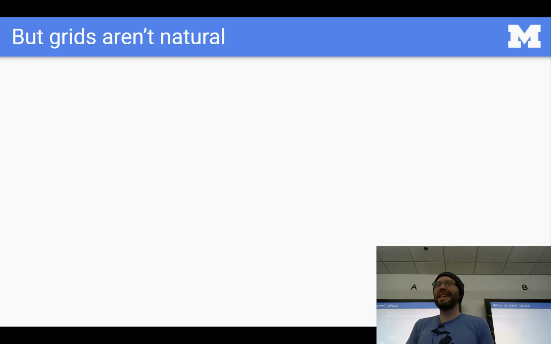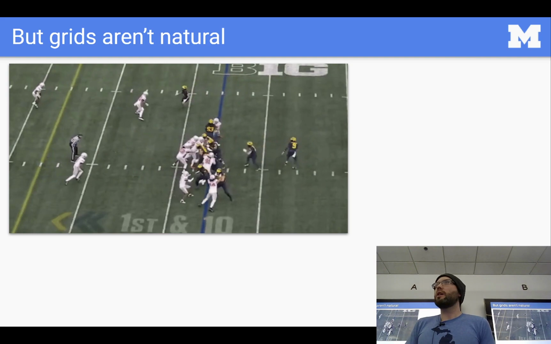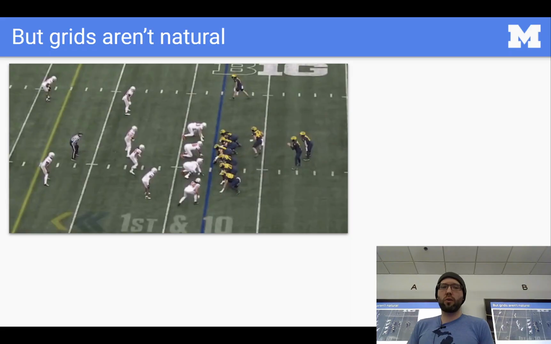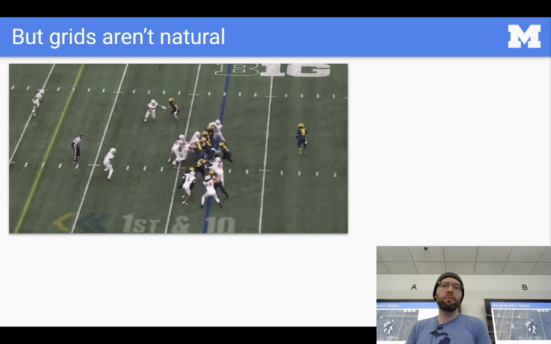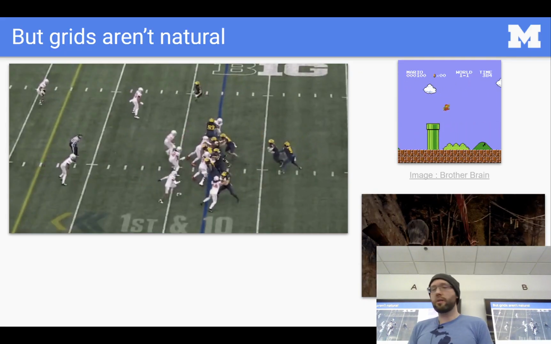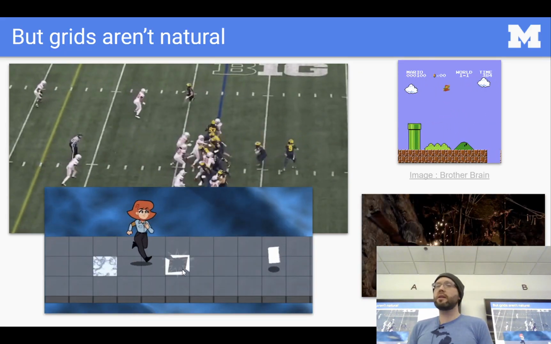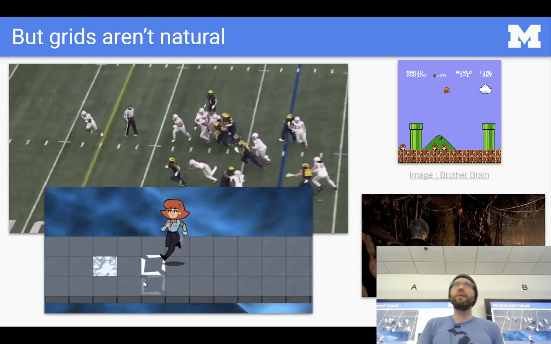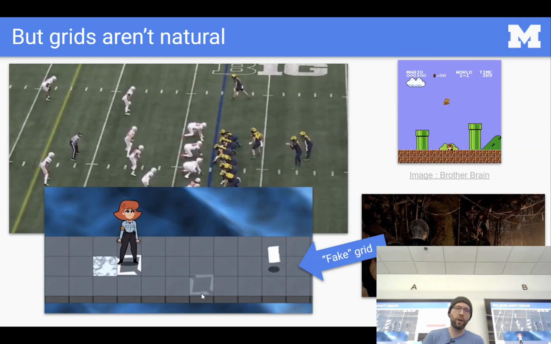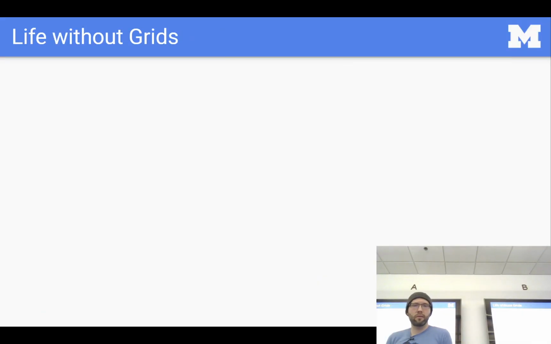But grids aren't really natural. Very rarely will you find games and simulations or real life that deal with grids. This is a continuous game being played in real life. This is a continuous game. And so is this. Even though it looks like a grid-based game, it is a continuous game that uses a grid for its gameplay. This is a fake grid.